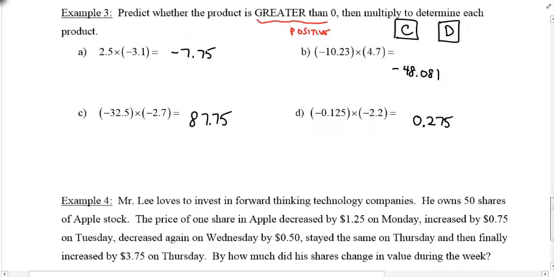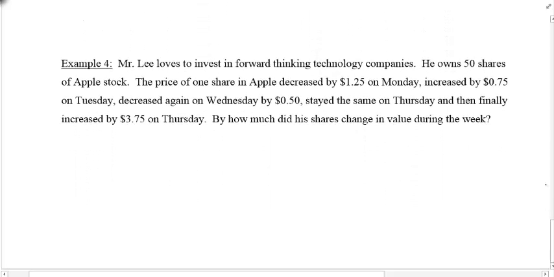So, one last question for today. I love investing. Yeah, if I had the money, I'd invest more. But I like forward-thinking technology companies as well. So I actually own 50 shares of Apple stock. And let's say the price of one share in Apple decreased by $1.25 on Monday. Then it increased by 75 cents on Tuesday.